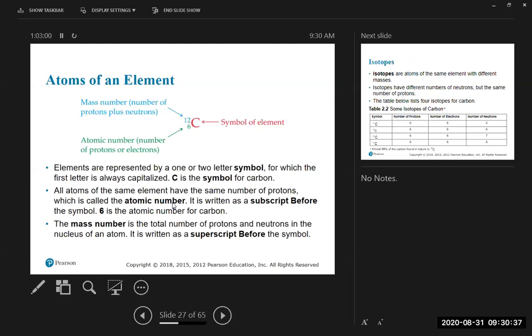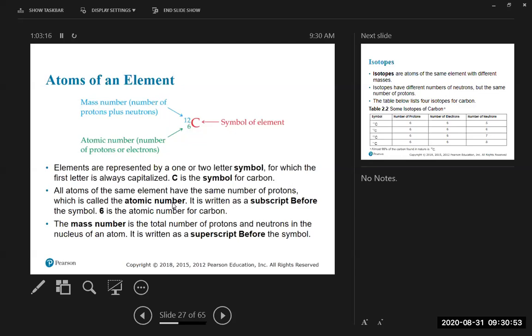Because remember we said electrons don't really contribute to that mass because their mass is so much smaller, whereas protons and neutrons have about the same mass. So mass comes from protons and neutrons. We kind of ignore the electrons there because it's a very small number.